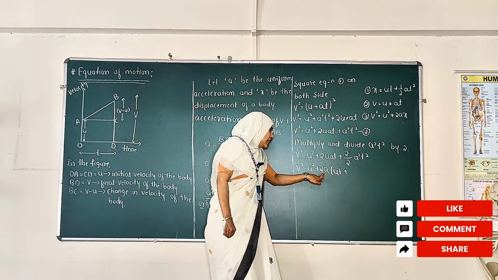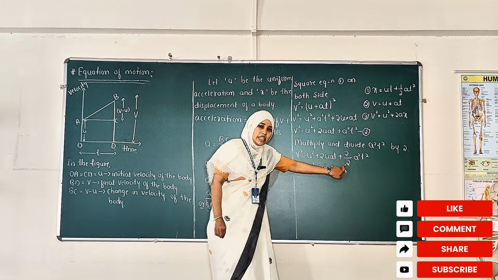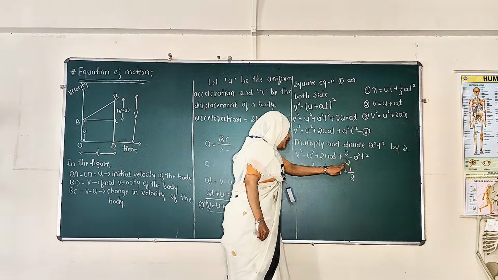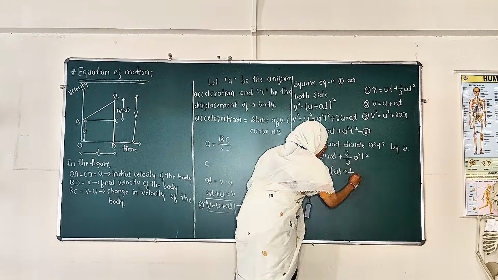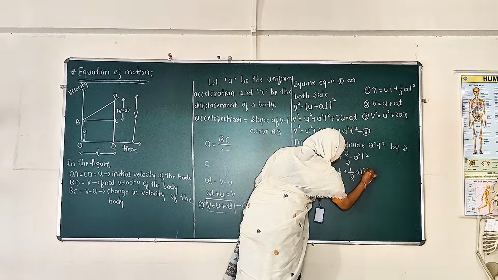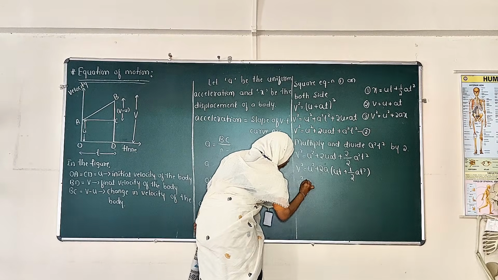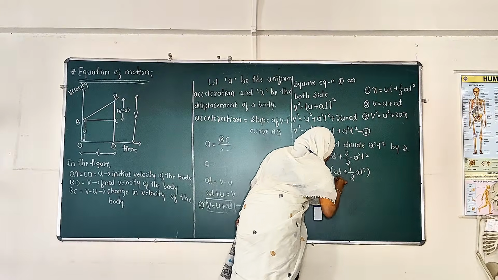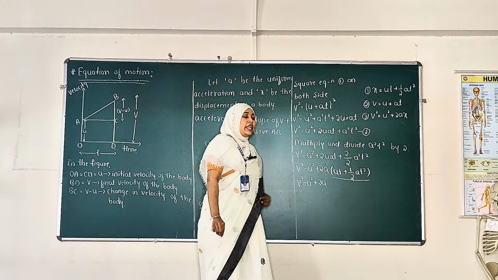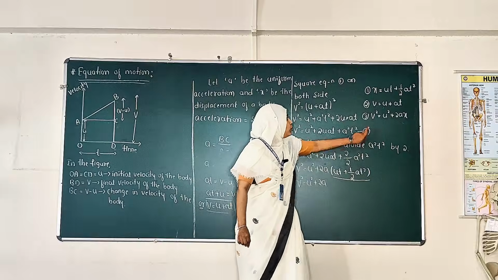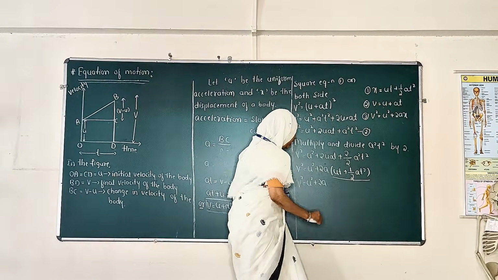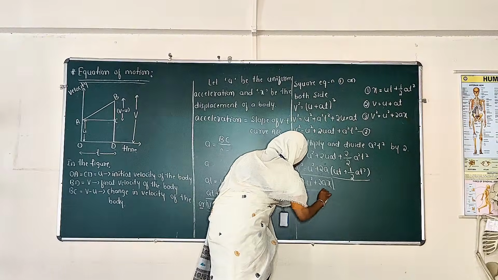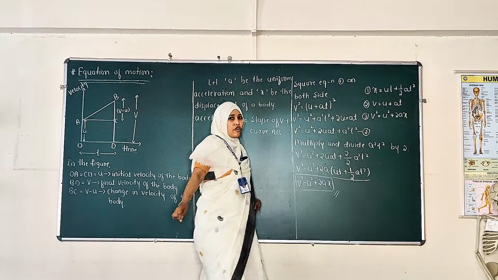Here, 2 is taken outside. Then what is the remaining? Divided by 2, write it as half. Correct? One a is taken outside, then the remaining one more a into t square. Then v square is equal to u square plus 2a, we already know this one, ut plus half at square. ut plus half at square is nothing but what? It is nothing but the displacement x. This is one more and the last equation of motion.